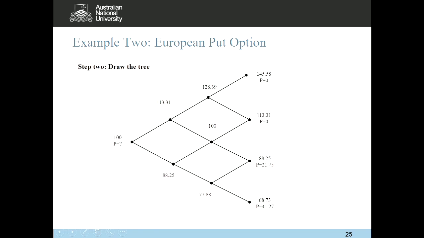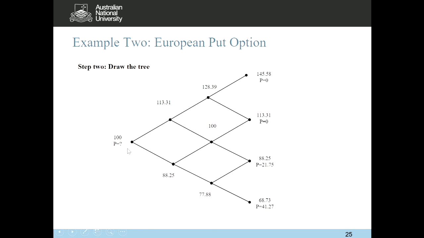No, we shouldn't, right? And same decision goes to here. If the share price finishes at 113, we should not exercise the put, right? So this is an out-of-the-money put with value of nothing. If the share price finishes here, 88.25, that is lower than our strike, 110. We should exercise our put and make a payoff of 21.75, right?